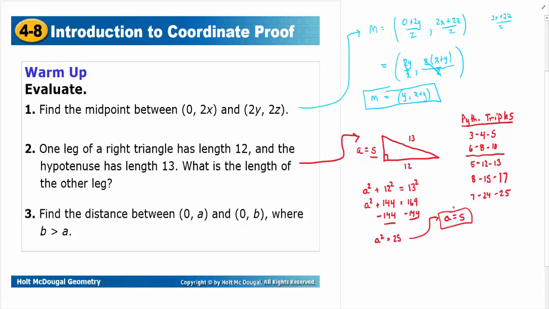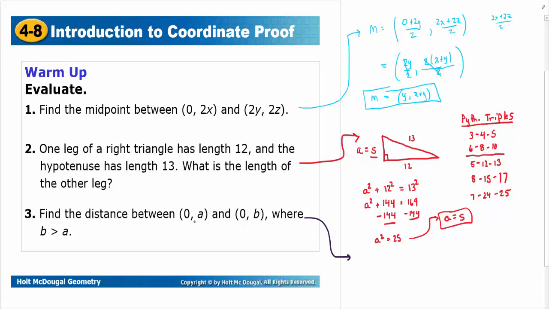Or you just know it's 5, right? So number 2 should be 5. Number 3 says find the distance between these 2 points. Now this is just another scenario where we're using Pythagorean theorem. Remember I've been saying this before, so I'll review, right?